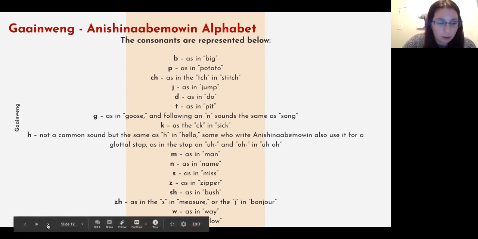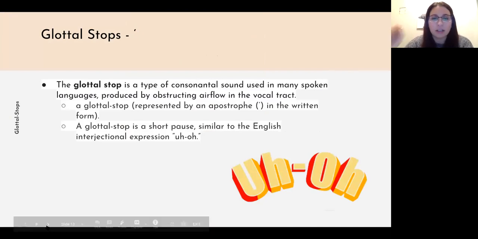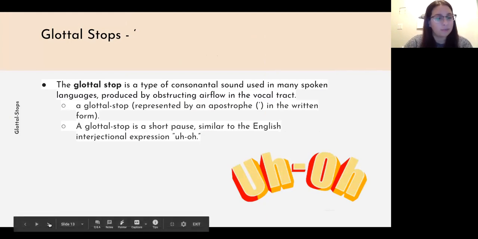The ZH is like the S in measure, or the J in bonjour. So practice those. We talked about glottal stops, the little apostrophe that goes on, like uh-oh. You want to stop the airflow in your vocal cords to get that sound.